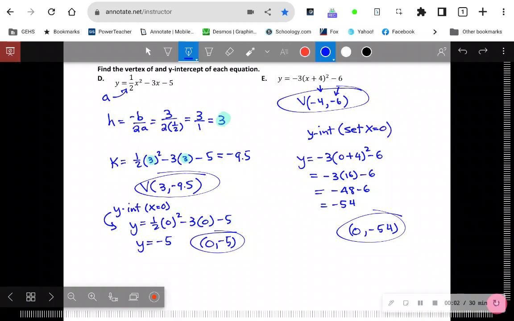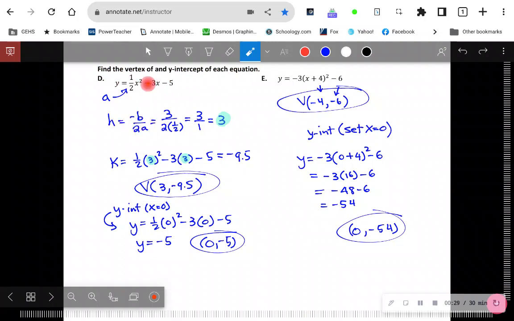Okay, we're continuing with the review for sections 1.3 to 1.5 and 1.7 in Algebra 2. Okay, this set of problems here, our goal is to rewrite this in vertex form, to find the vertex and also to find the y-intercept. So when it's given to you in standard form, you're going to use this little formula down here.